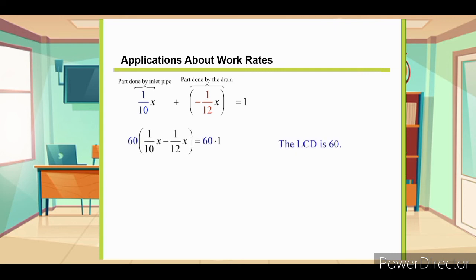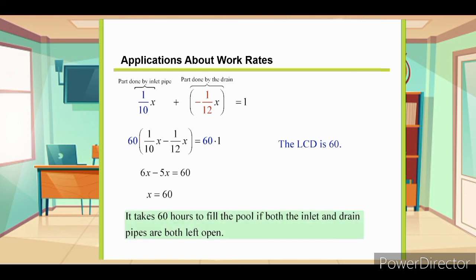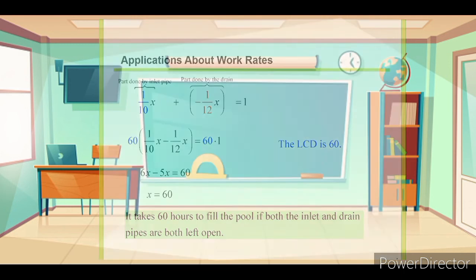The LCD of the fractions is 60, so we are going to multiply 60 on both sides. And we will get 6x minus 5x is equal to 60, or x is equal to 60. Therefore, it takes 60 hours to fill the pool if both the inlet and drain pipes are left open.